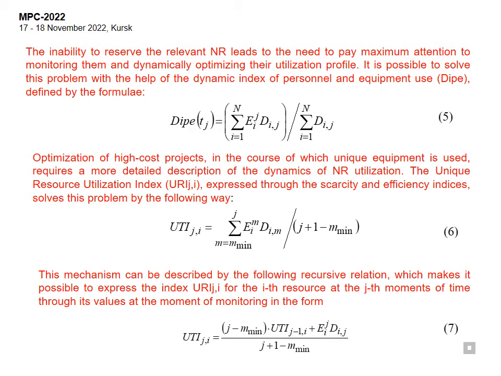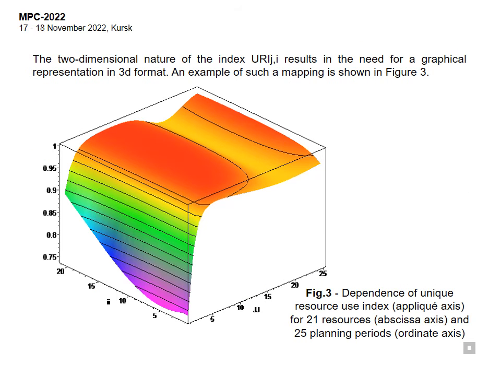This mechanism can be described by the following resource relation, which makes it possible to express the index URIG_ij for the i-th resource at g moments of time through its values at the moment of monitoring in the form. The two-dimensional nature of the index URIG_ij results in the need for a graphical representation in 3D format. An example of such a mapping is shown in Figure 3.